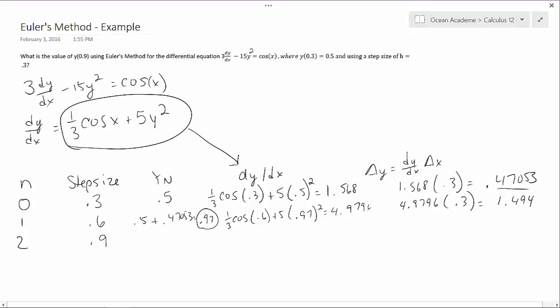Now our next column. This time, we're taking our value here, our 0.97, and we're adding this value here, 1.494. Adding those together, we get approximately 2.46. And that's our answer.